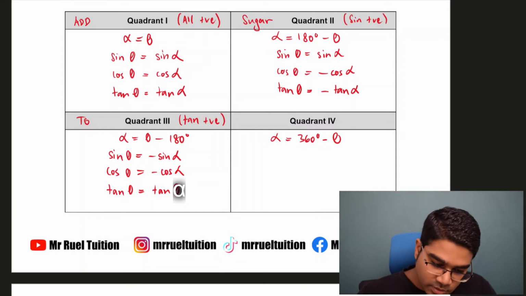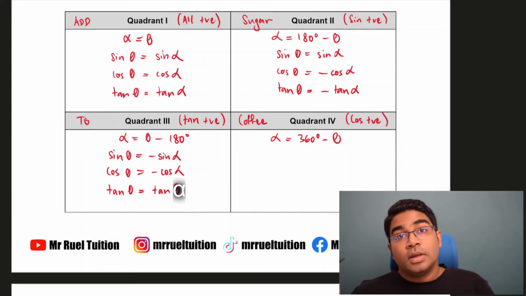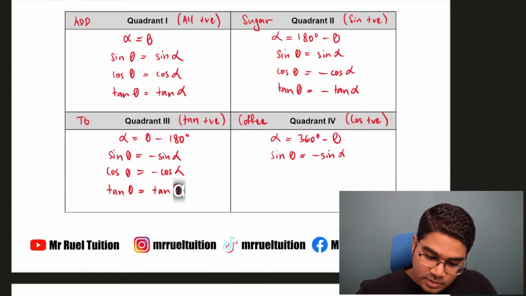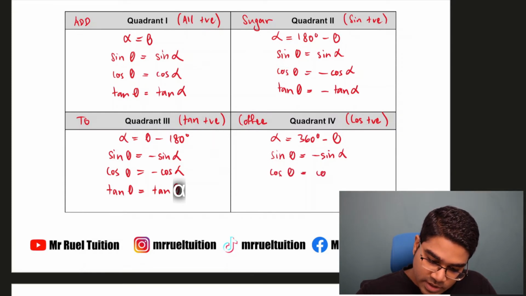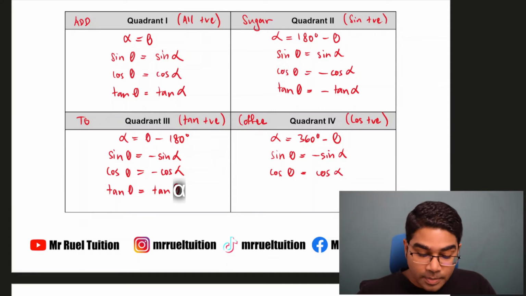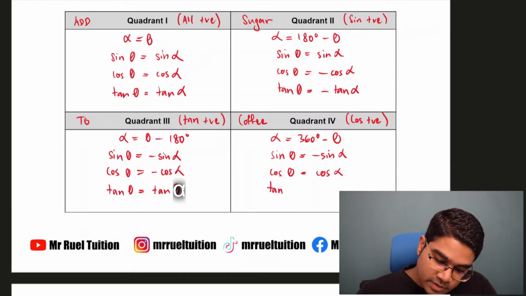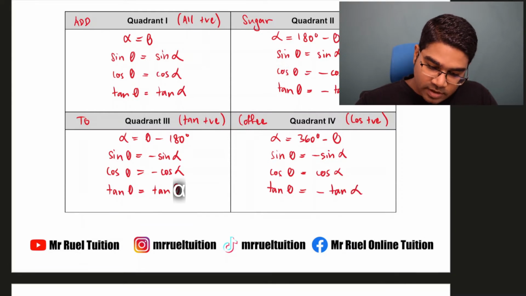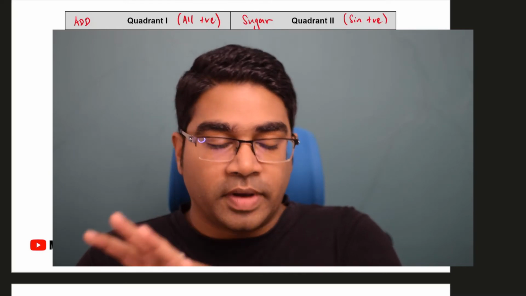And then add sugar to coffee. The fourth quadrant is coffee. Here we have cosine as positive. So again, sine theta will be negative sine of alpha. Cosine theta will be the only one positive. So cosine theta equals cosine alpha, and tangent of theta equals negative tangent of alpha. So this is what we are going to use to find the trigonometric function of an angle.